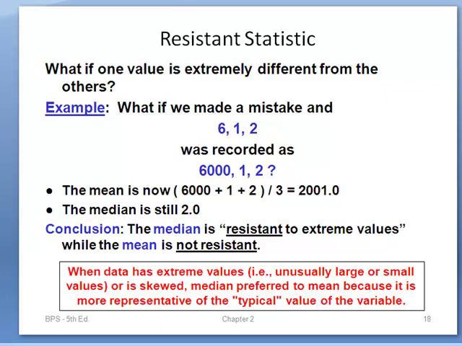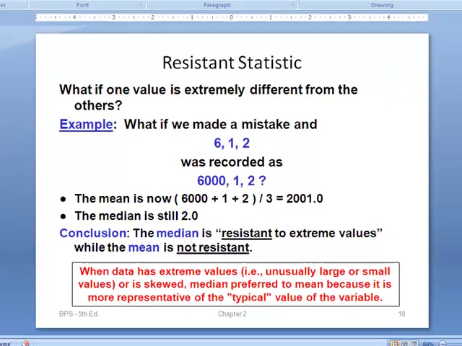If there was a recording error and we took the mean of this data, we'd get a mean of 2001 when it should have been 3. Sorry, it took me a little bit. But the median remains the same. The median remains 2. So what we find out is that the median is a resistant measure, whereas the mean is not resistant. So when the data has extreme values or the distribution is skewed, the median would be the preferred way to get this typical value or the measure of central tendency. Whereas with the symmetric distribution, the mean is the better way to calculate the measure of central tendency.